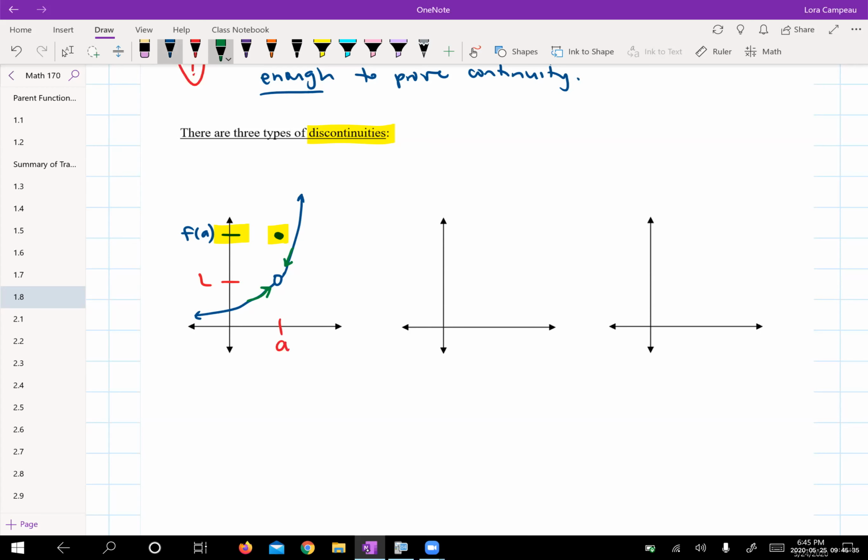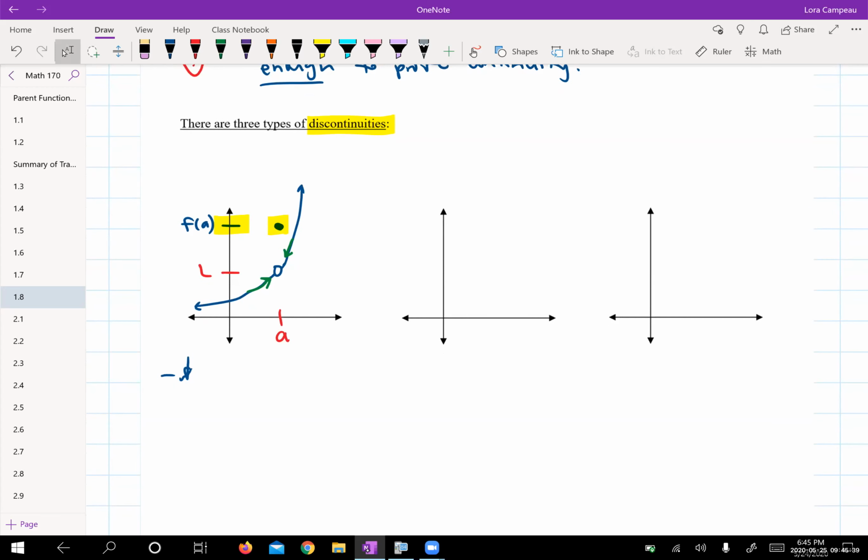So just to summarize this, we do have f of a. Let me try to be a little clearer on that. The function evaluated at a and the limit, they do not match. We do know that the limit exists, but in order to be continuous, you have to match all 3 criteria from the definition.